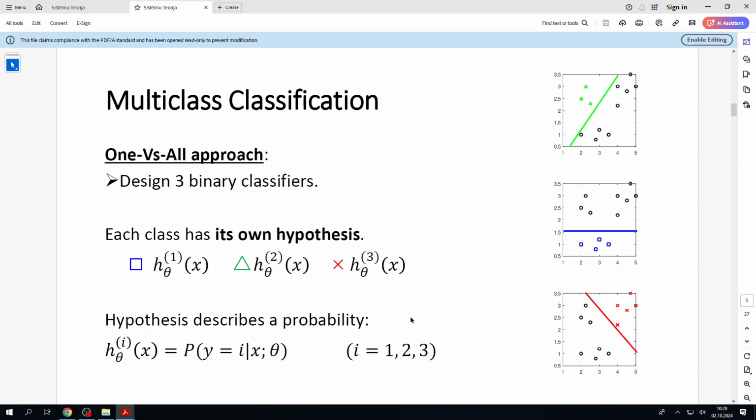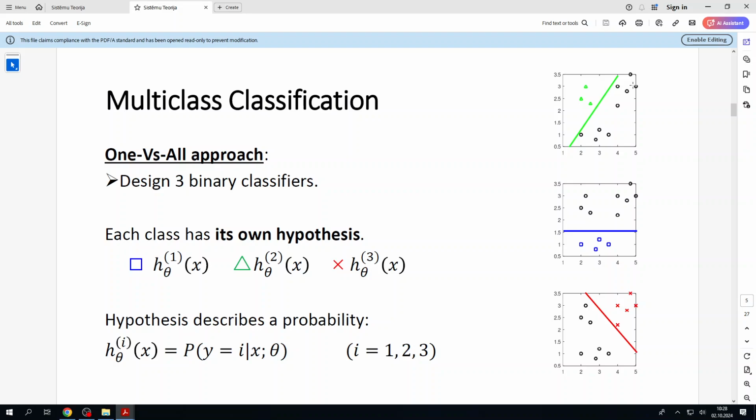So let me remind you where we stopped last time. Basically, we have to split this problem of detecting squares, triangles or crosses into 3 smaller problems and make specialized classifiers for each of them. Each of these classifiers then constructs a boundary which separates all the triangles from the others. It doesn't matter at this point if the others are squares or crosses.